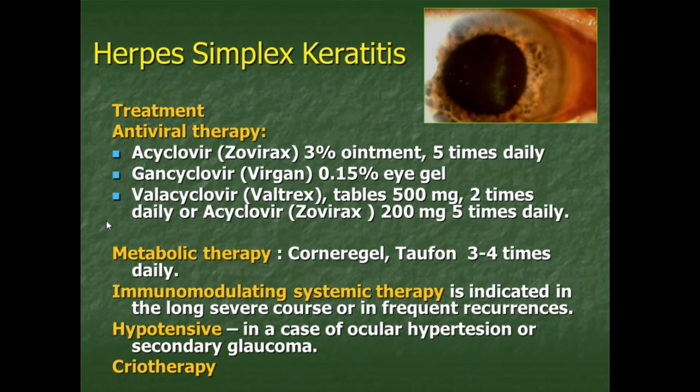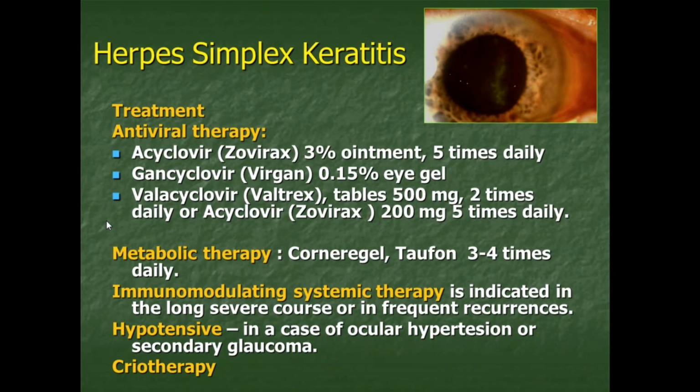Also, we should add systemic antiviral treatment. Usually, we use tablets. It may be valacyclovir or Valtrex tablets, 500 milligrams 2 times per day, or acyclovir Zovirax 200 milligrams 5 times per day. Also, we should prescribe metabolic therapy like Corneal gel or Taufon 3-4 times per day.